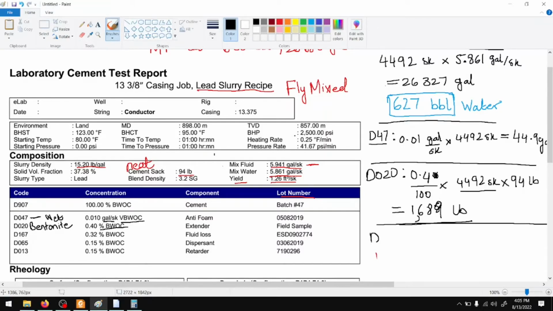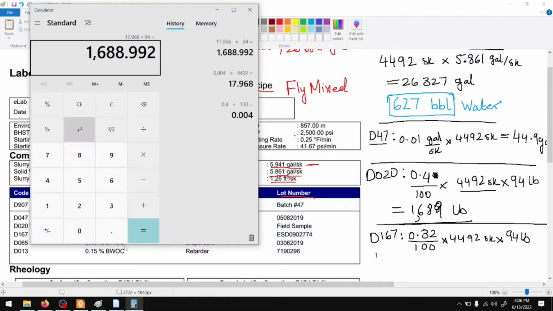Let's calculate the next chemical, just one more, because basically all the dry chemicals are going to have the same calculation. So this is D167, your fluid loss control agent, or FLAC. So 0.32 divided by 100. Multiply that by your revised sacks of cement in sacks. Always remember to write the units. Without that, you'd have a tendency to mess up. So let's calculate what that is.